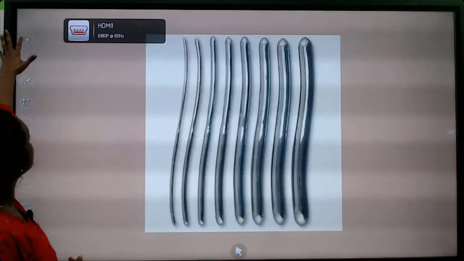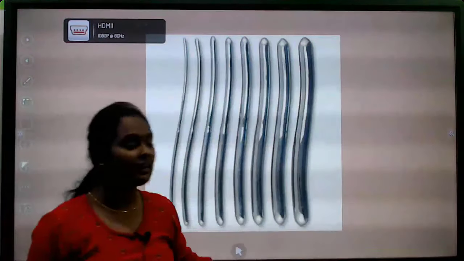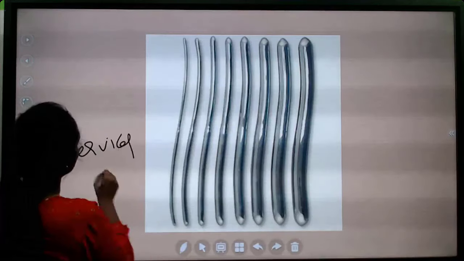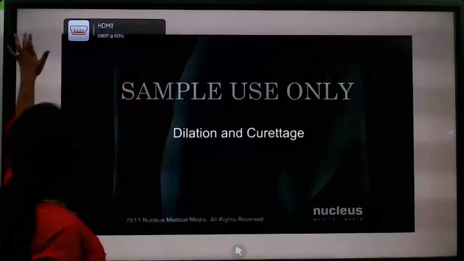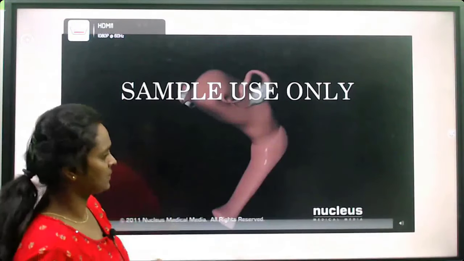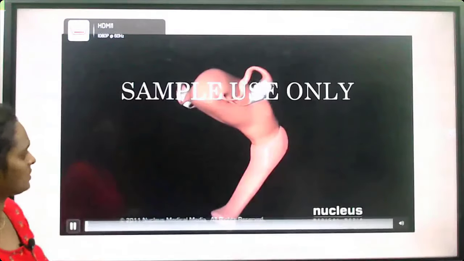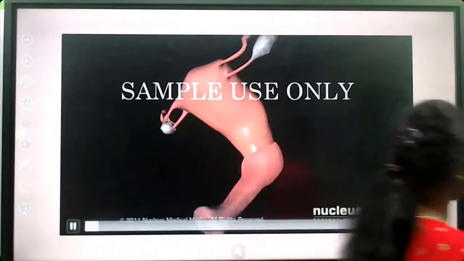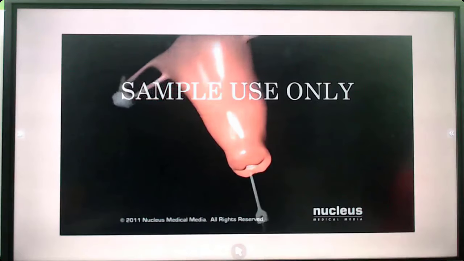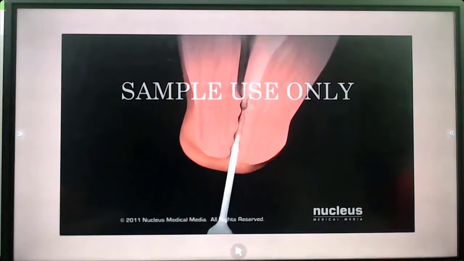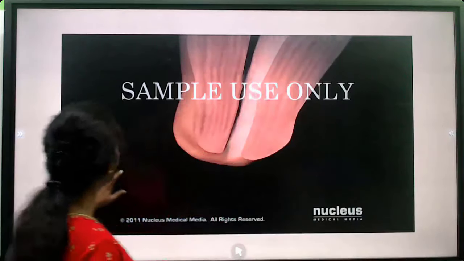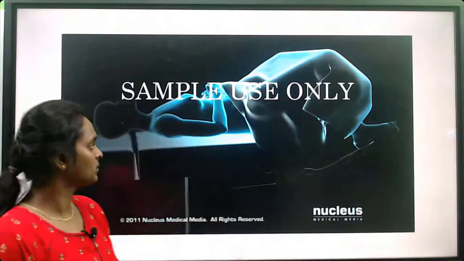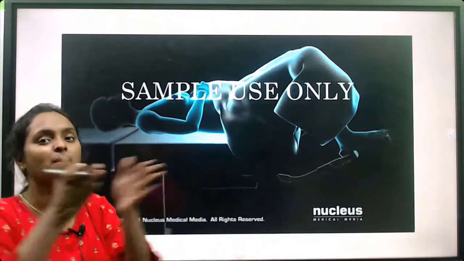So we'll see the procedure. What are these instruments? These are cervical dilators, which are used to dilate the cervix. We'll see the procedure of DNC. This is a laminaria tent, which is used to dilate the cervix, so that the fluid in the cervix gets absorbed.